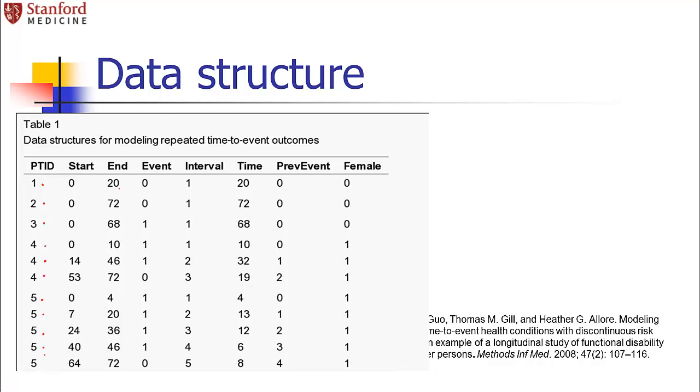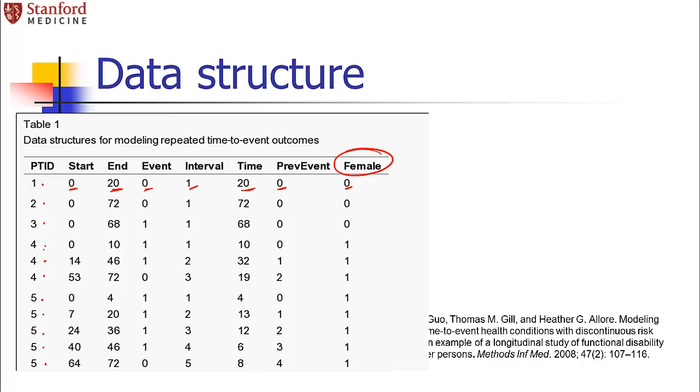Same with subject 5. The start and end time shows you the time from baseline. Subject 1 died at 20 months into the study, so they were censored then. The interval represents which event number they are on. They were only at risk for one event, the first event. They never had a first event. This is the total time in this interval. The number of previous events here was 0, and the predictor we're going to care about is gender. So 0 means male, 1 is female.